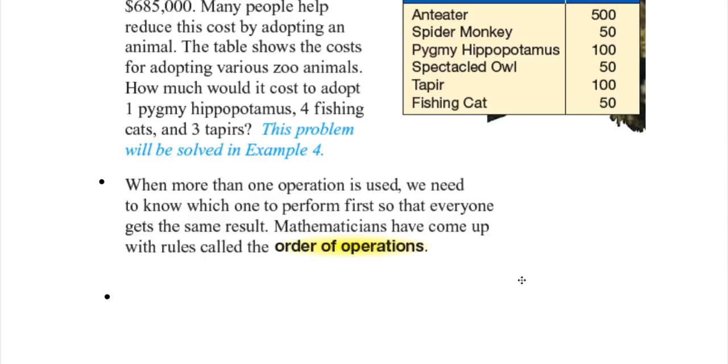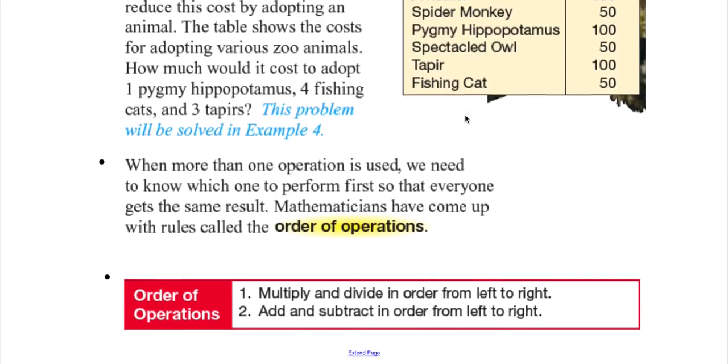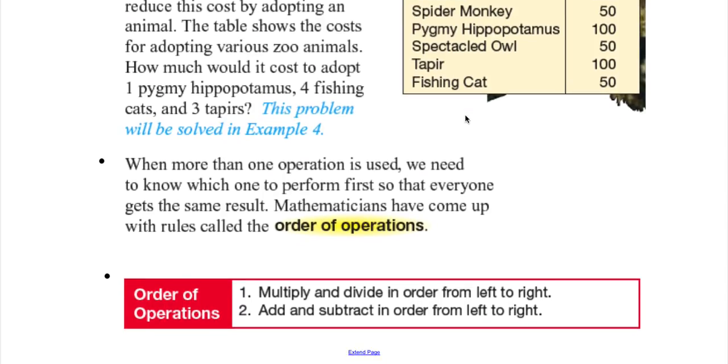So in math, there's such a thing called the order of operations, and it assures you that all the answers you get will be correct if you just follow the order of operations. And the basic principle behind it, and we'll talk more about this as we move forward, is that we need to multiply and divide in order from left to right, and we need to add and subtract in order from left to right.